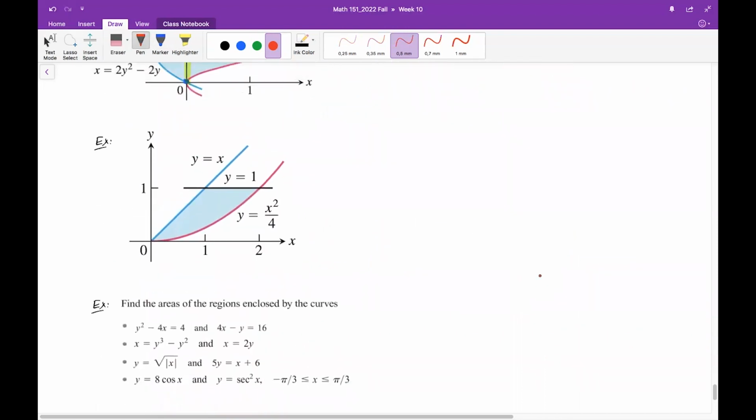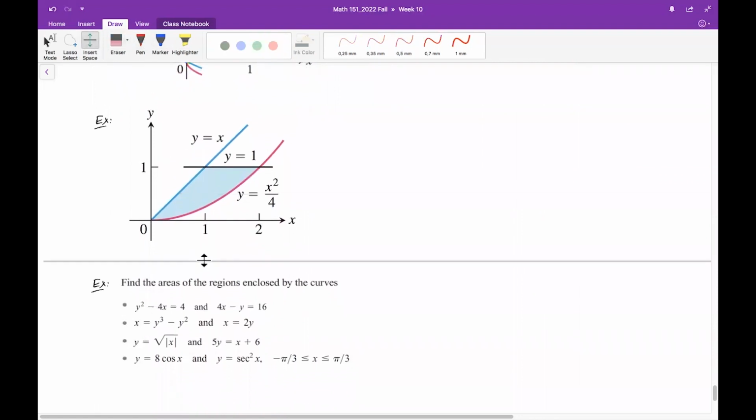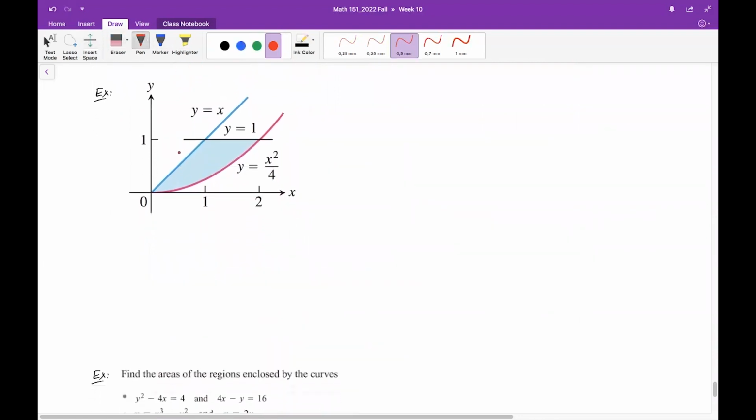Okay, so our final example for this lecture is this one. We will try to find the shaded area. For this example, it is possible to work both with respect to x or with respect to y.